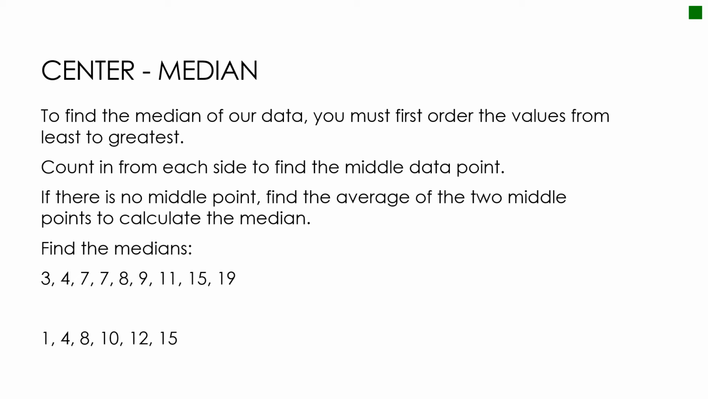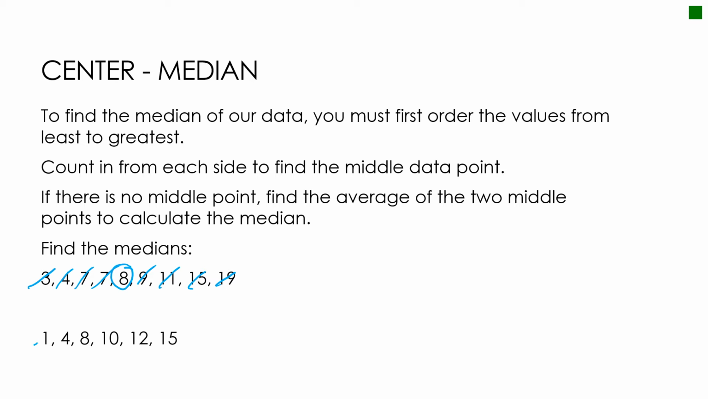So to find the median, essentially first you put the values from least to greatest, and then we're going to count in. So here on my first data set, if I wanted to count in, I would cross off the 3 and the 19, the 4 and the 15, the 7 and 11, the 7 and 9, and I'm left with just one value in the center, which is 8.